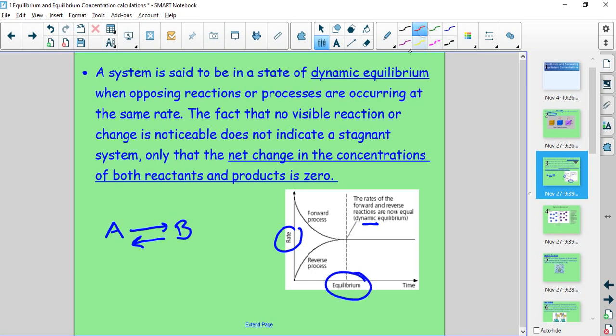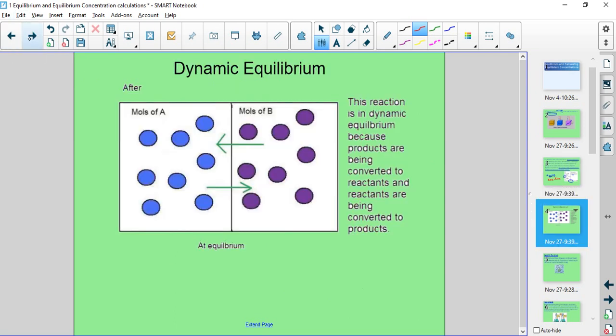And this happens when the rate of the forward reaction, call that rate F, is equal to your rate in the reverse direction. When that becomes the same, we see a net zero change. So the concentrations of both reactants and products will change all the way until that point where the rate forward is equal to the rate reverse of the reaction. So that is a dynamic equilibrium.